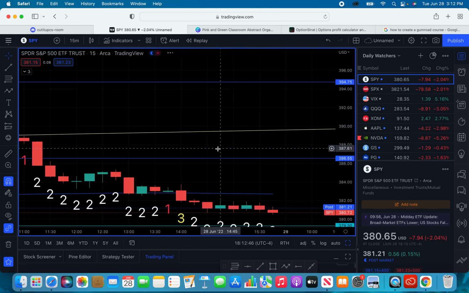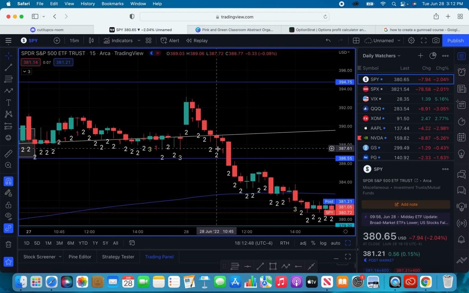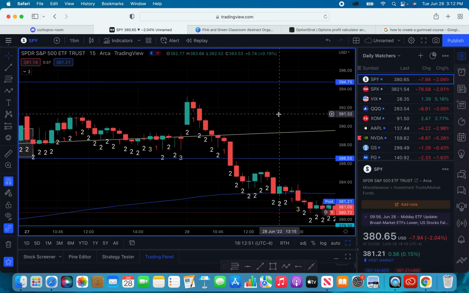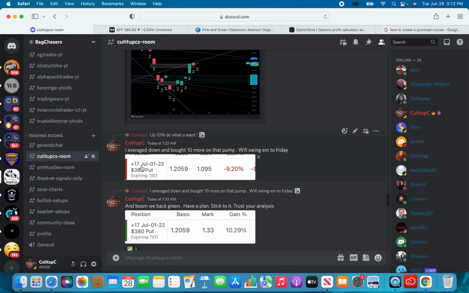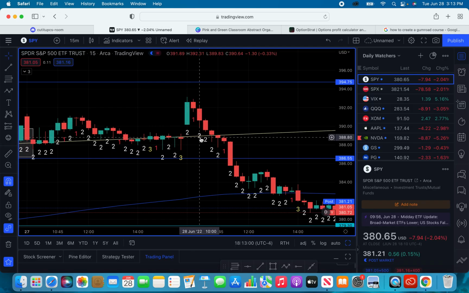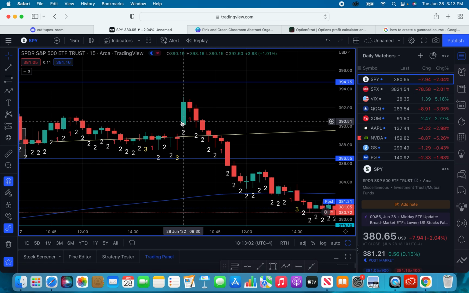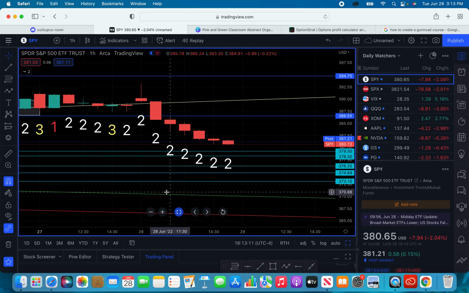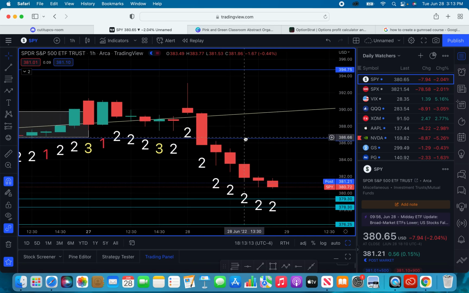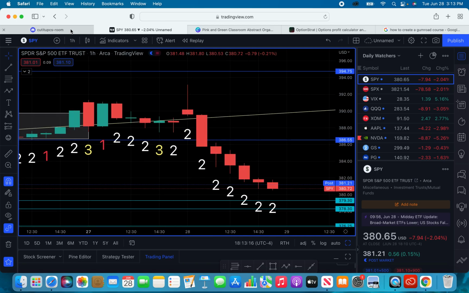The reason why I added to this position, all right? Look, I added here. I added 10 more contracts. I averaged down about 10 more on that pump. If we look at the 15, we have a 2-1-2 reversal on the 15. And that 2-1-2 reversal on the 15 turned our hourly into a shooter hour. Boom, right there. Right here, shooter hour, immediately followed by another 2 down on the hour.